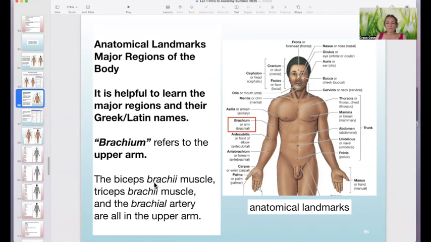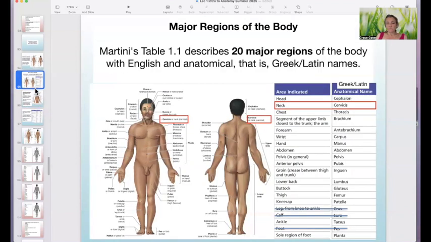So the biceps brachii muscle, the triceps brachii muscle, and the brachial artery are all in the upper arm. And as we learn the muscles, we'll learn what the word biceps means, and what the word triceps means. And the whole thing, biceps brachii and triceps brachii, will be clear. But for now, just learn that brachium will show up in naming multiple structures. So become familiar with these areas.